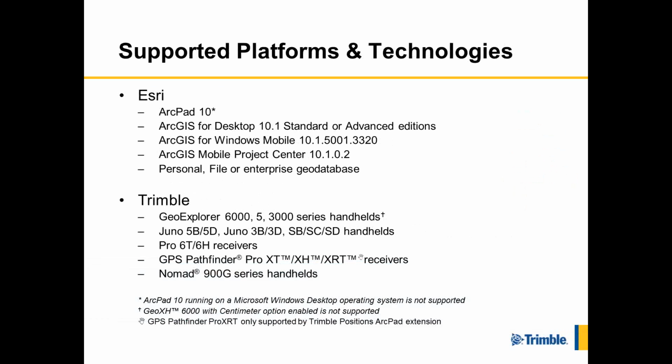So here are the current supported platforms and technologies. It obviously supports ArcPad 10, and there's an asterisk there which is important to take note of. At the bottom of the slide, you'll see that even though ArcPad 10 will run on a Windows desktop, like Windows 7 or Windows Vista, there is not a Trimble Positions extension that will run on Windows 7 or Windows Vista. So currently, Trimble Positions supports ArcPad only when it's run on a Windows mobile device, like a handheld unit. With ArcGIS Desktop 10.1, you can use the Standard or Advanced editions, which will be supported by Trimble Positions. That's the current position of ArcGIS Windows Mobile and the Mobile Project Center. And once again, it supports the personal, the file, or the enterprise geodatabase.